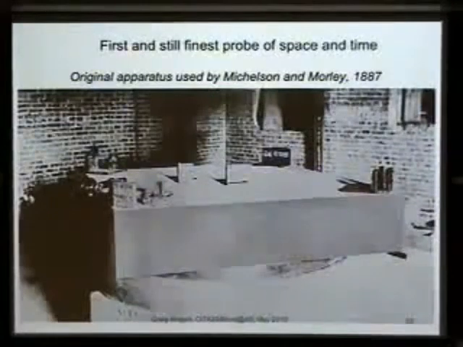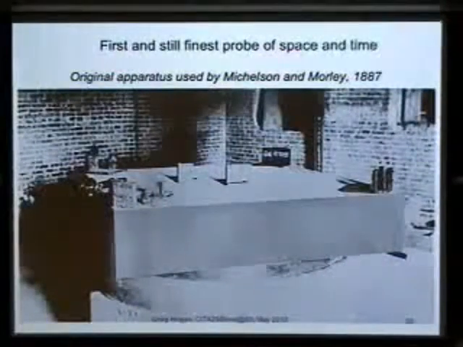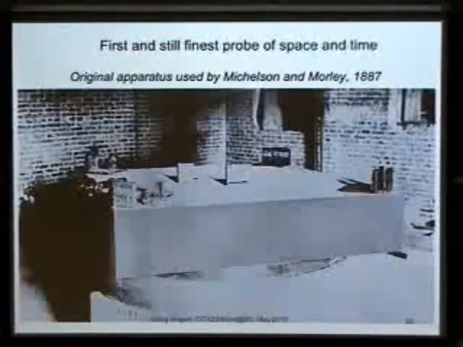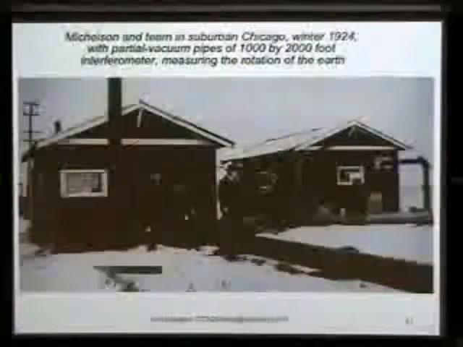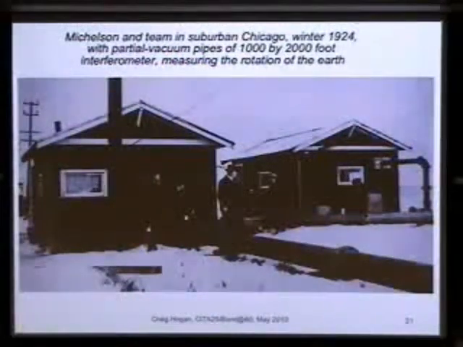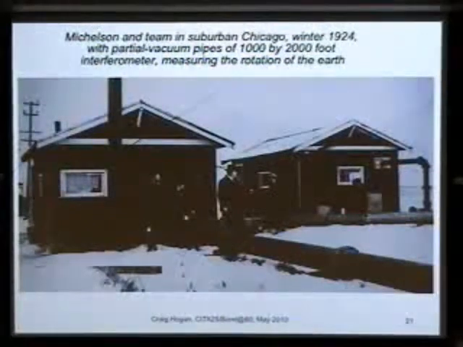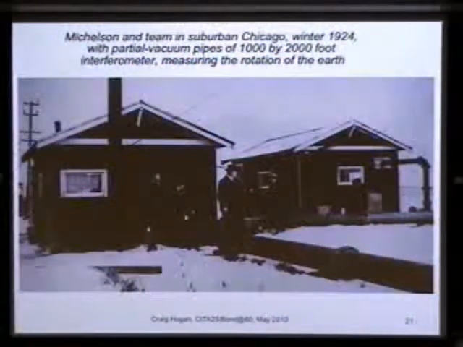He wanted to see if there's an ether. You rotate this table, and the beam of light is the same whatever direction you're in. And like today, they had to use all kinds of tricks with mirrors to multiply the sensitivity of the effect, like folding the path. I like this picture because this is Michelson later in his career, in 1924. They're out there in the snow near what is now Midway Airport, and this is a Michelson interferometer that is actually 1,000 feet by 2,000 feet in size.